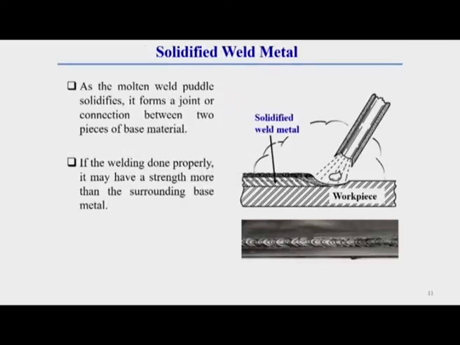Now the solidified weld metal, another constituent that I was also discussing. Solidified weld material means that when the electrode material and base material solidify, they form a joint or connection between two pieces of base metal. You see, this represents the solidified weld metal, and here is a practical real picture of it. One thing you should keep in mind: if the welding is done properly, this solidified metal can have more strength than the base material.